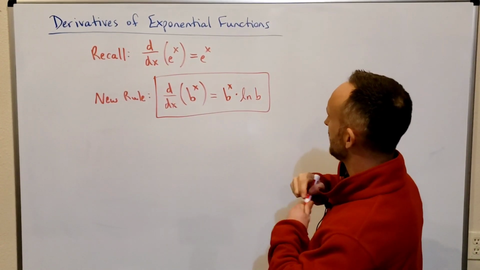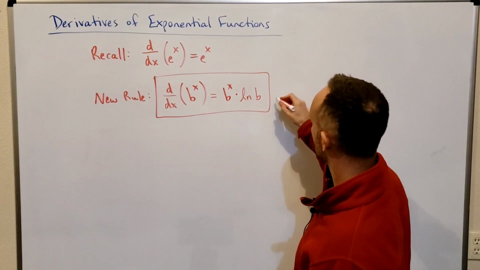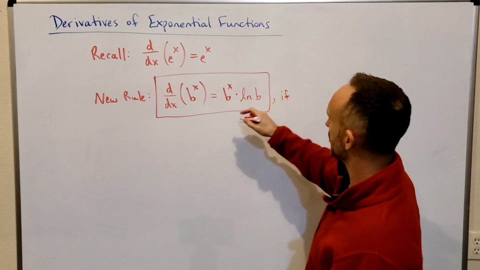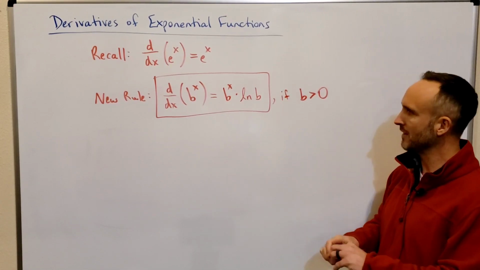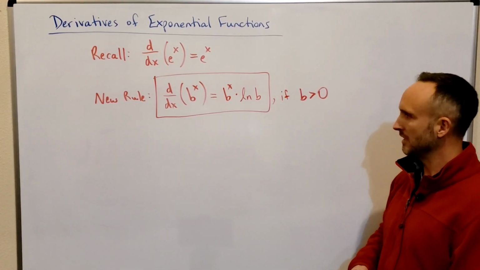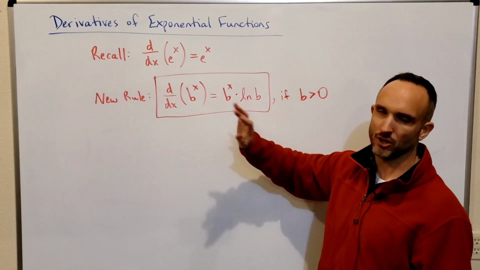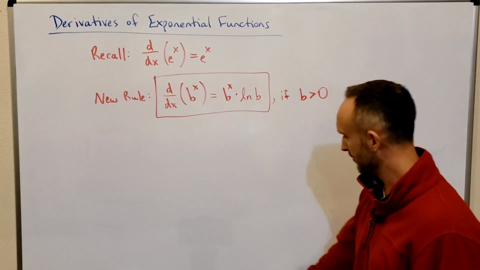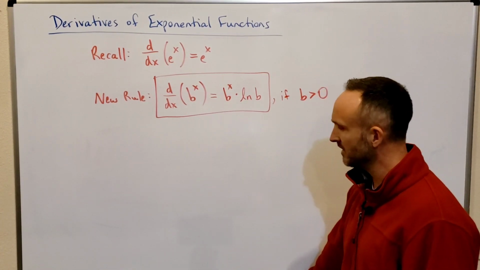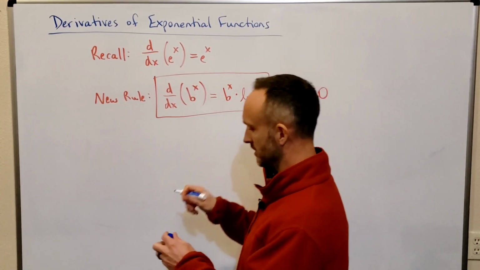I should state a little bit about this base b. This only works if the base b is positive, okay? So you have to have a positive base for this. In fact, negative bases here cause all kinds of problems anyway, so we avoid those as much as we can. Okay, so let's see some quick examples using this rule.